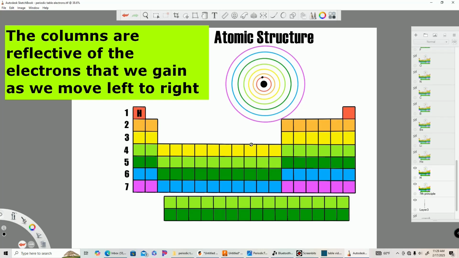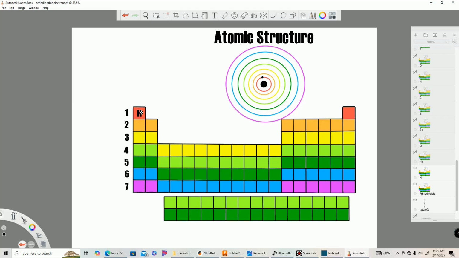So first, in the first column at the top row, we have hydrogen. Okay, now hydrogen, let's turn this off and on again. As you see, hydrogen has one principal level or layer, and it has one because it's in the first row, and it has one electron because it's in the first column. Okay, so that tells us a lot about the atomic structure of hydrogen, that it has one principal level and one electron.